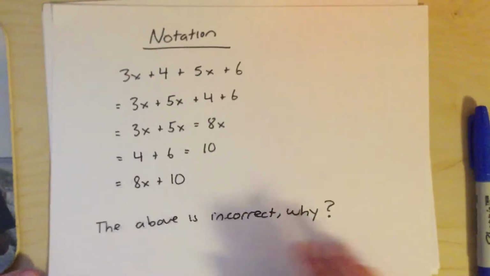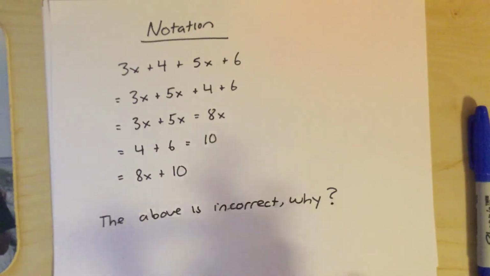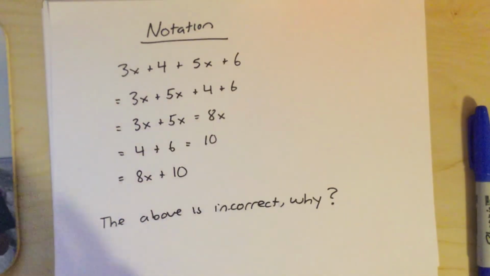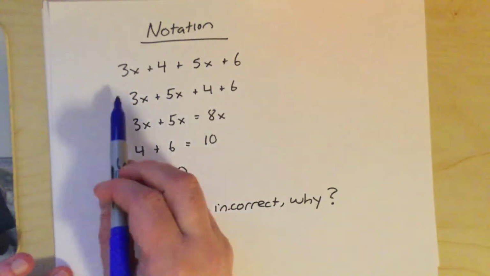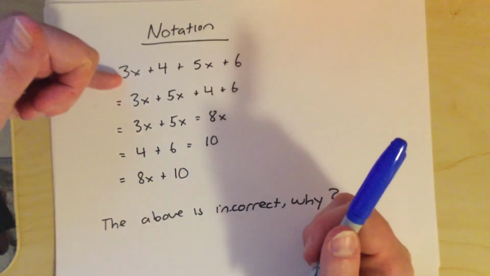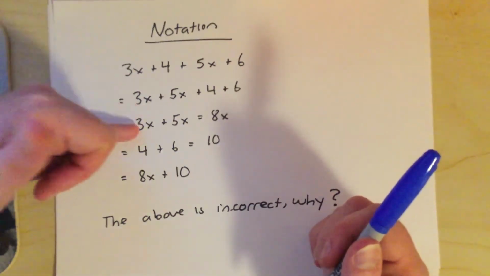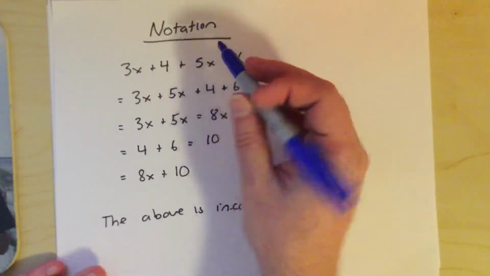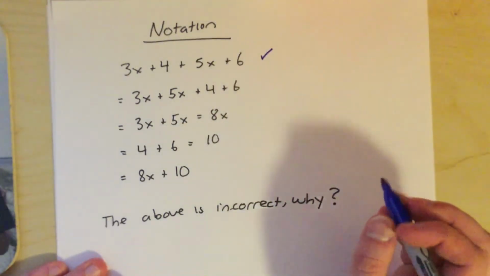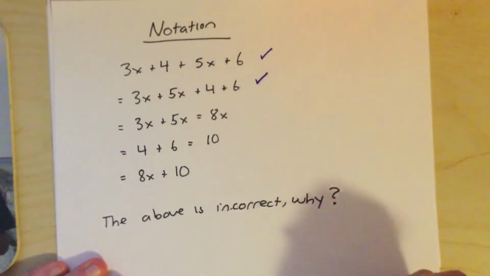I want to finish off with one thing about notation. So here I have an example, and I said the above is incorrect. Why? The answer is right, but the way this is written is wrong. The reason is that when we put an equal sign in front, it means it's equal to the line above it. So we're saying that this is equal to this, and this is equal to this, essentially saying that all these lines are equal. So here that's right. And then all we did was put the 3x and the 5x together and the 4 and the 6 together. And that's also right.